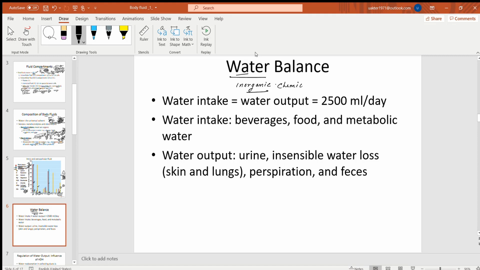Okay, and the amount of water you take every day is the same amount of water that you excrete. So the amount of water that gets into the body and the amount of water that gets out from the body is the same, and that is about 2.5 liters. That means 2500 milliliters per day.